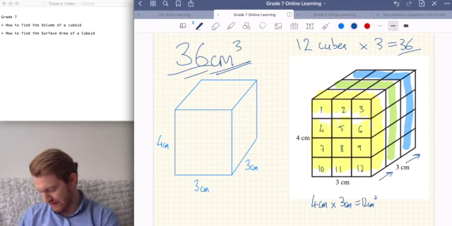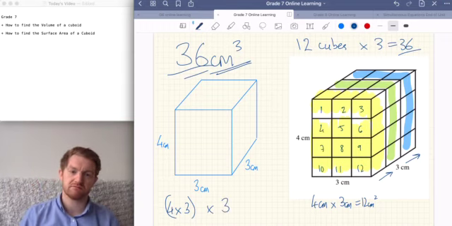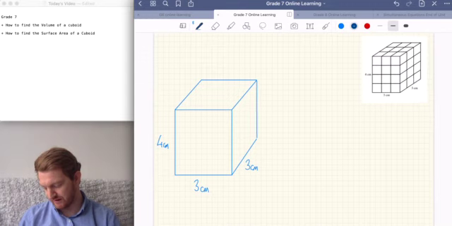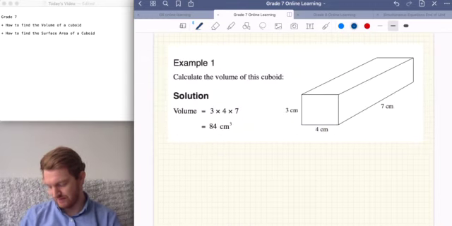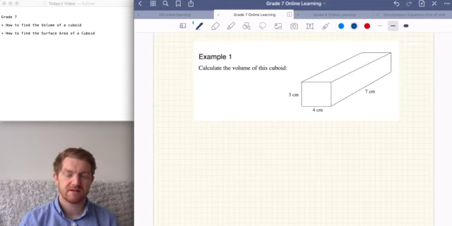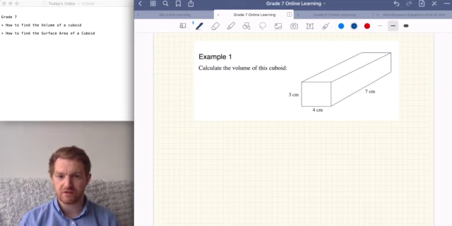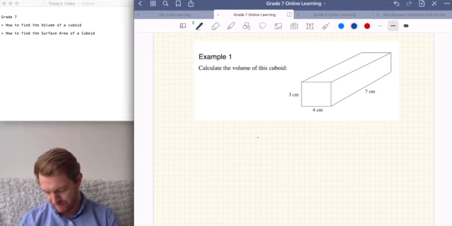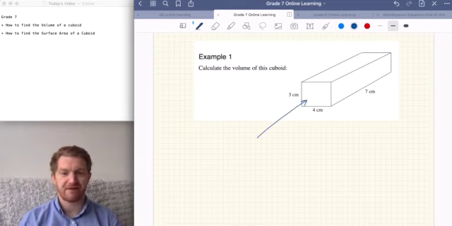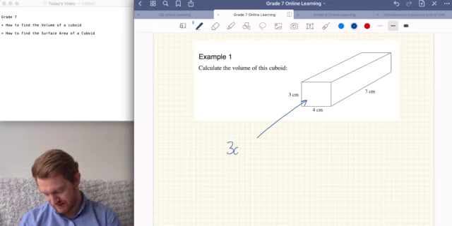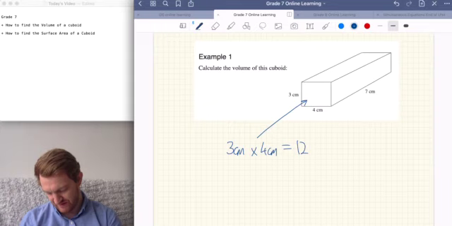How did we find that out? Well, we did the front, 4 times 3, and then we multiplied it by the 3 on the edge. Let's just have a little look at an example together. So let's say I wanted to work out the volume of this cuboid. First thing you can do is say, well, let's think about that face at the front. It's 3 centimeters by 4 centimeters. So that face at the front is 12 centimeters squared. Remember, we call this the cross section.